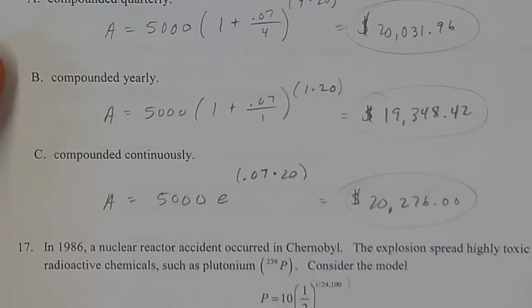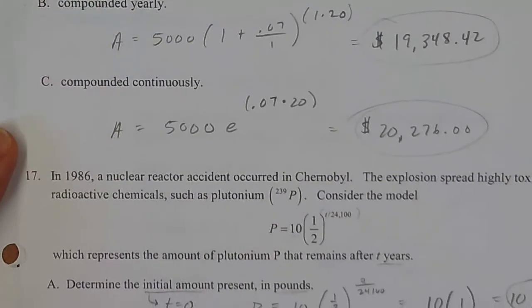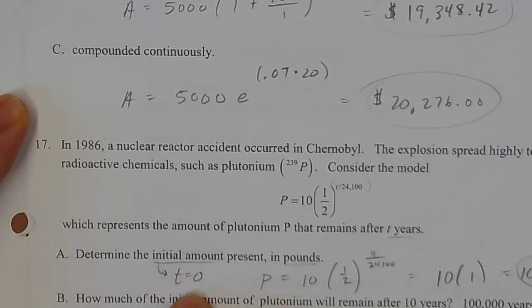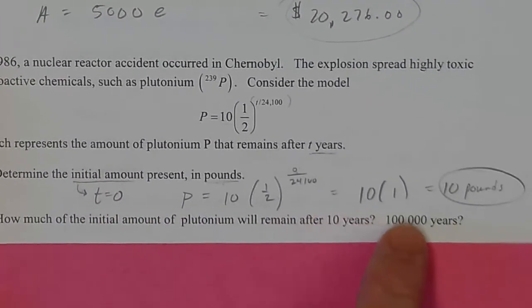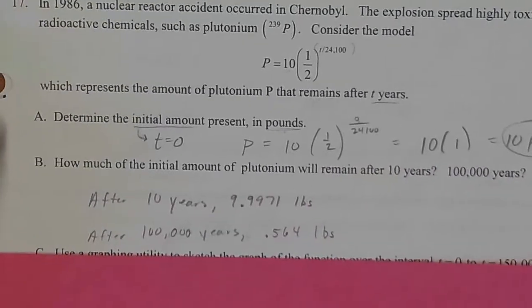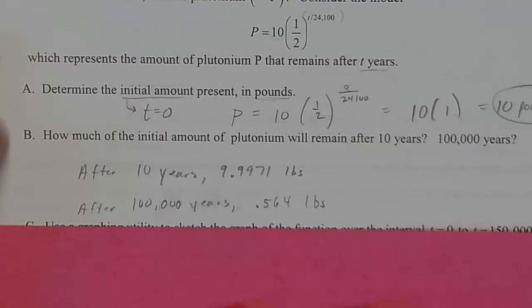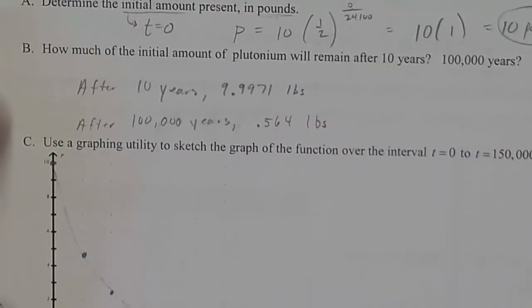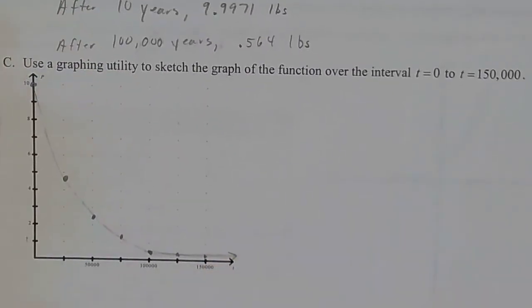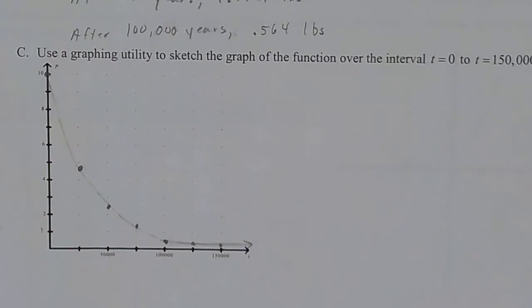Here's 17, just a different exponential problem. We've got to just read for understanding. It says initial amount, that means no time has passed. So you plug it in, do the math, we get 10 pounds. You plug in these different times, these are the amounts you get. And then here's what you could get, the table values. Looks something like that. Okay, that's the end of 3.